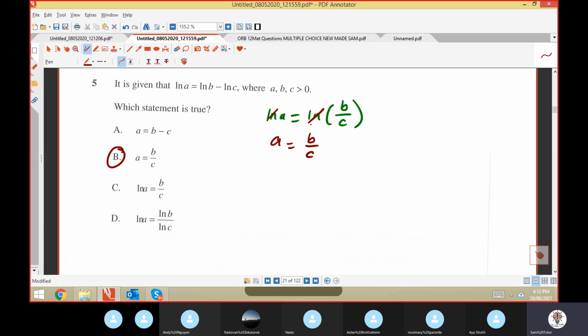Anyone need more work on logs? They weren't able to do that? Or didn't think like that? Okay, moving on. Am I going too fast? Can someone let me know if I'm going too fast? No, going good speed then.